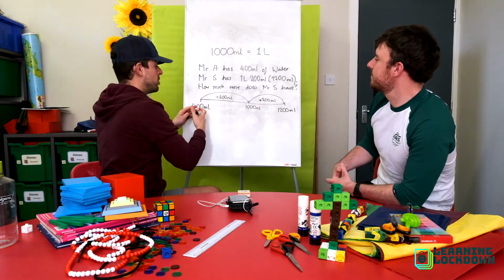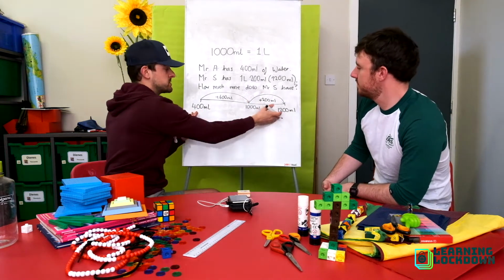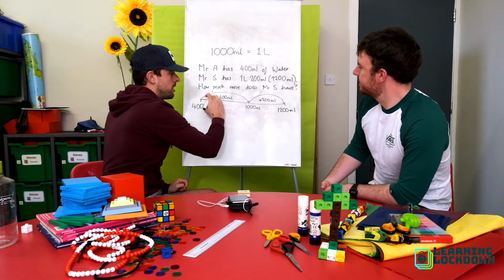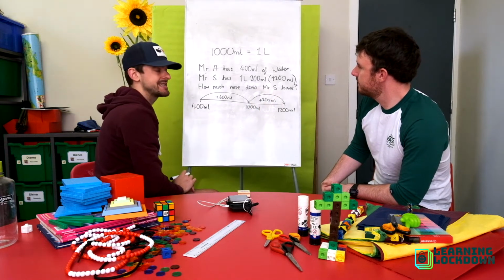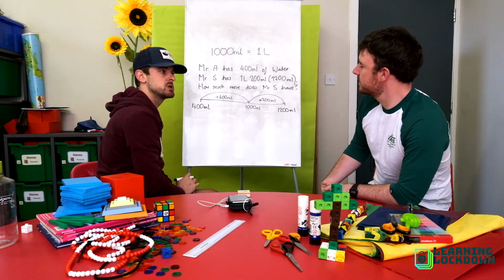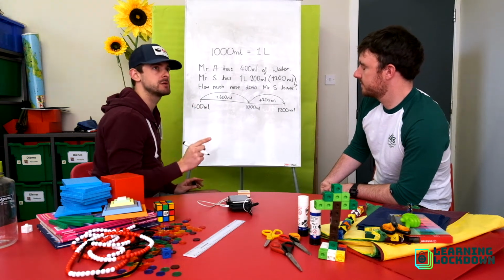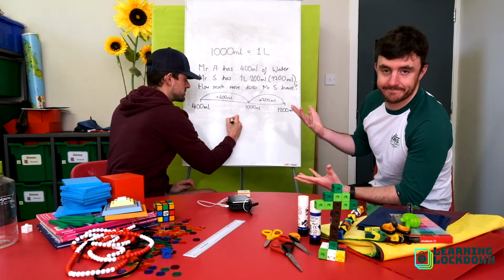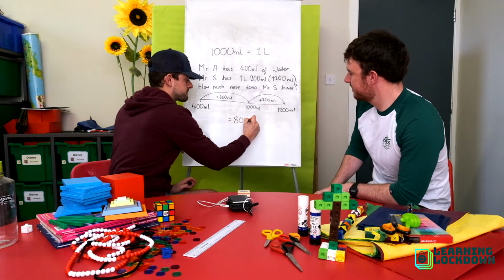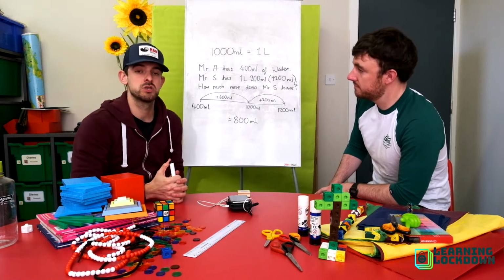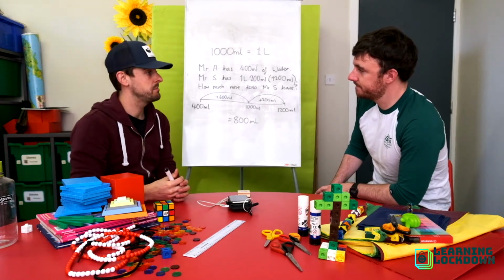So, how much more, here's Mr. A's amount, here's Mr. S's, how much more has Mr. S got? Well, we need to add our overall difference together, 600 add 200. Well, I know 6 add 2 equals 8, so 600 add 200 equals 800 millilitres. And that is how you can solve some problems with measuring capacity.